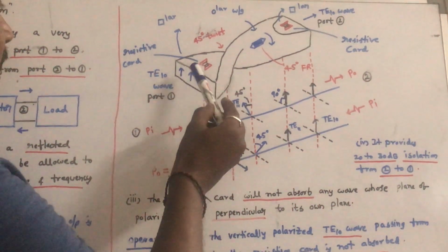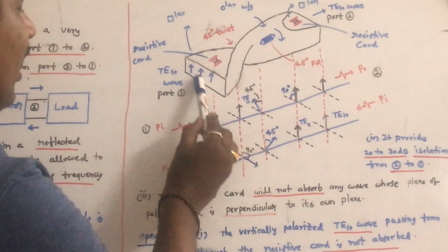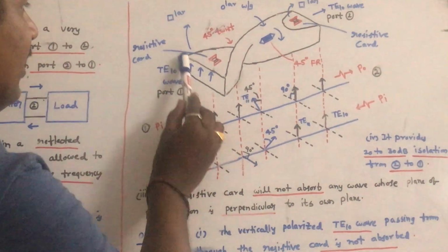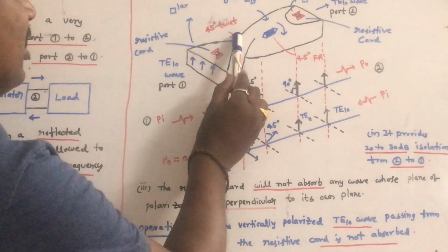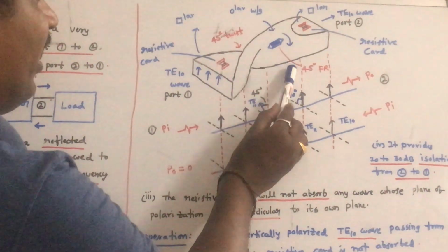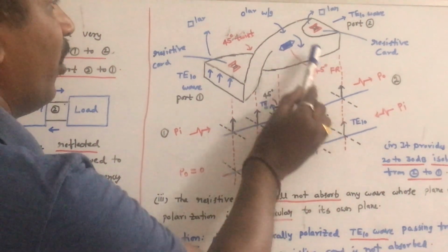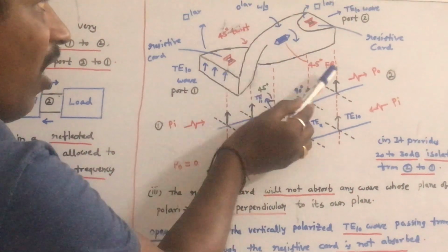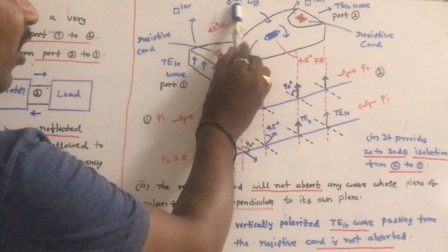Let us see the operation of the isolator. Here you can see that it is a rectangular waveguide in construction. There is a clearly shown 45 degrees twist here. This is the ferrite rod. What does the ferrite rod do? The ferrite rod provides 45 degrees Faraday rotation, in the clockwise direction. This is the rectangular waveguide, and the middle portion is a circular waveguide.